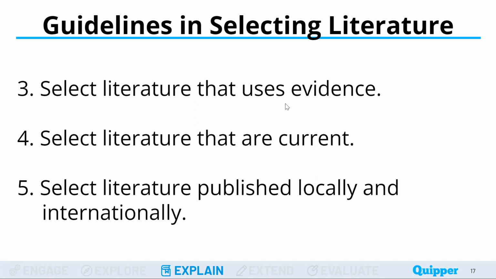Select literature that are current. Syempre, as much as possible, pipiliin lang natin yung up to 5 years. Kung 2022 ngayon, ang hahanapin natin ay hanggang 2017. Wag na tayong maghanap pa ng older pang research doon. Okay? Select literature published locally and internationally. Isa to sa mga criteria kapag nagko-collect na tayo ng RRL natin. Dapat pumili tayo ng published locally and then international.